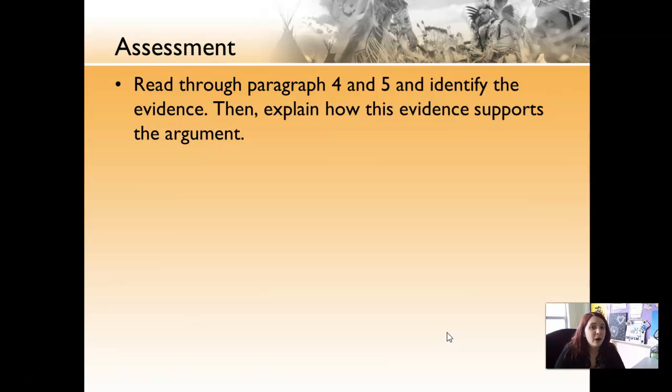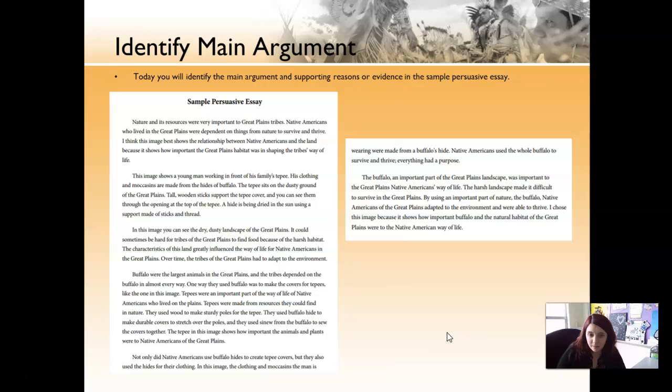So you're going to read through paragraphs 4 and 5 and identify the evidence in those paragraphs and explain how this evidence supports that argument. You're going to reread the passage here and read paragraphs 4 and 5 and determine what those evidence pieces are and how they help the argument.